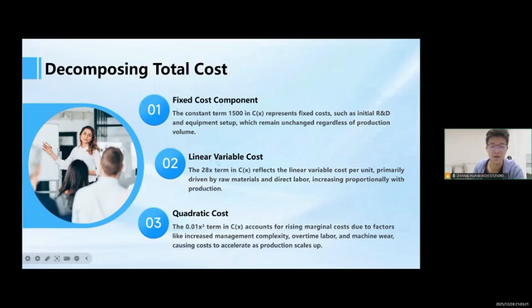The second one is linear variable cost, the term 28x, representing costs like material and labor that increase directly with each unit. The third one is quadratic cost, the term 0.01x², capturing rising marginal cost due to factors like overtime and machine wear.